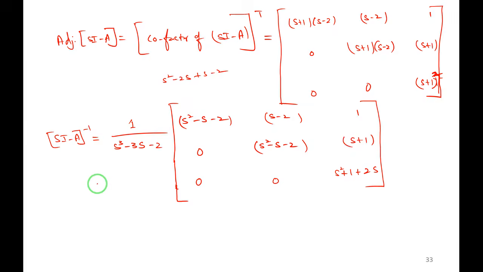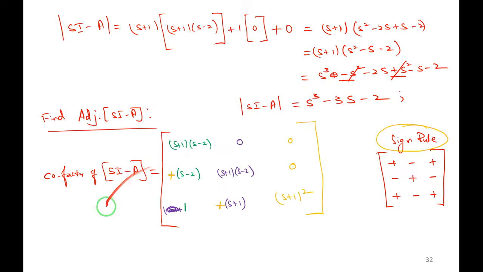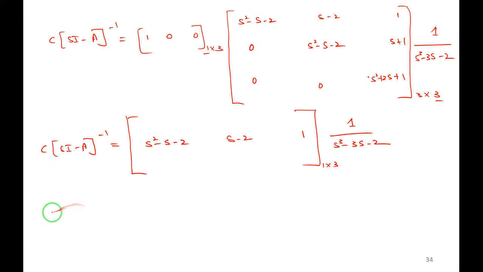Next, C into (sI minus A) inverse is over. I have to multiply with B, then I will get the transfer function. So the transfer function is equal to C into (sI minus A) whole inverse into B. D is 0, so plus 0 I will not write. So C into (sI minus A) whole inverse is this, right? Let me write this first: 1 by s cube minus 3s minus 2.